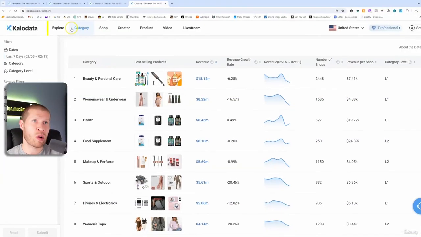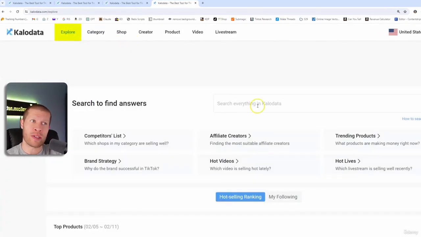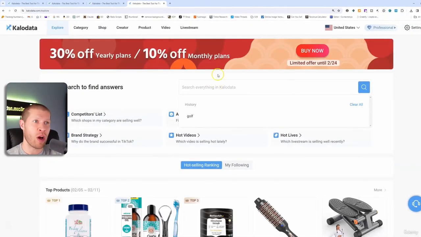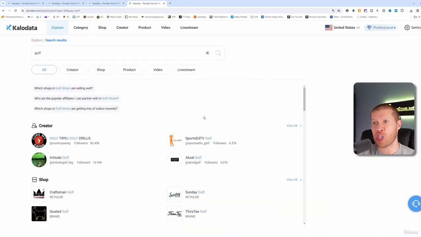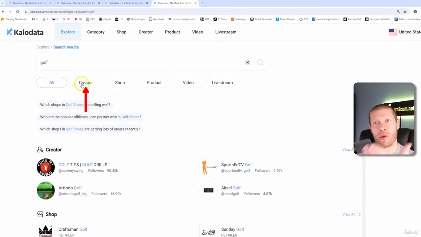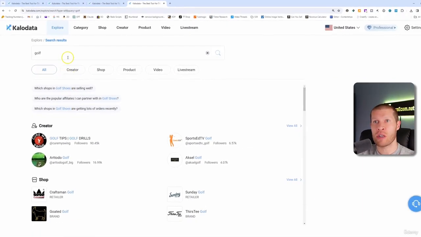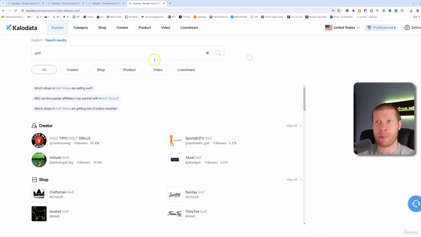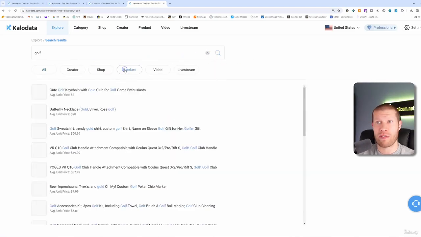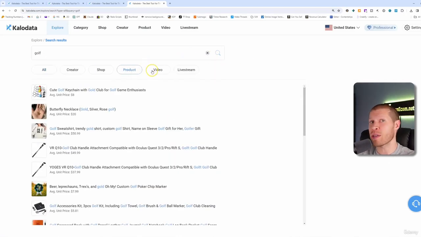Just explore the categories. Now, if you go to explore, you can search pretty much everything in here as well, right? So you can see I've searched golf already. So if we search golf, I actually used to sell in the golf category. My shop was in the golf category. I've since pivoted, but you can also explore creators within that specific niche. So if you just search a keyword up here, you can explore creators. You can explore other shops that are selling that. You can also explore specific products or specific product videos that have done well.